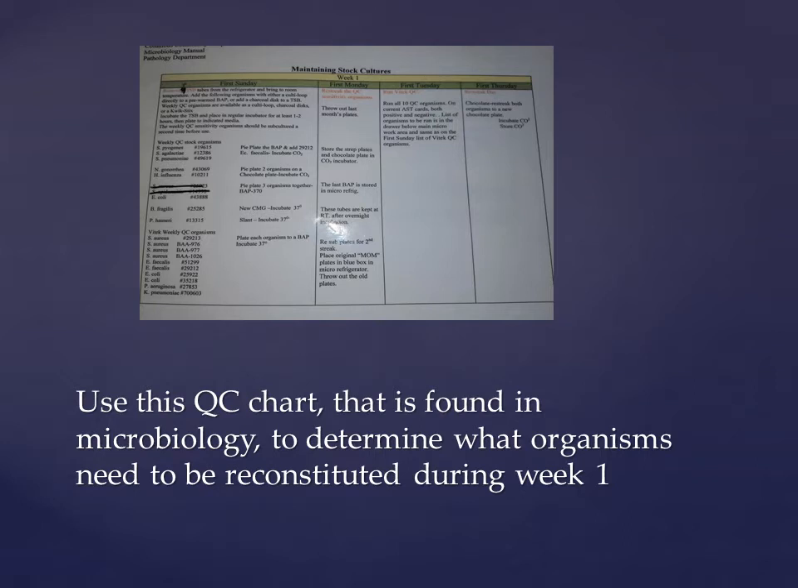This is a two-sided chart that is found in the microbiology department in the binder. This describes what organisms need to be set up on the first week. It also says what organisms need to be done on weeks 2, 3, and 4.